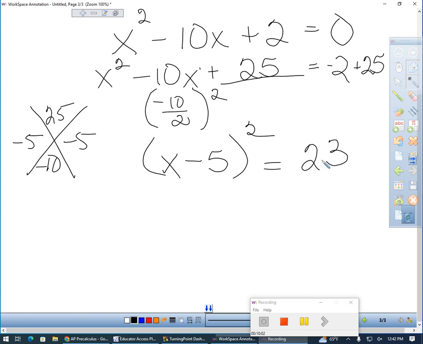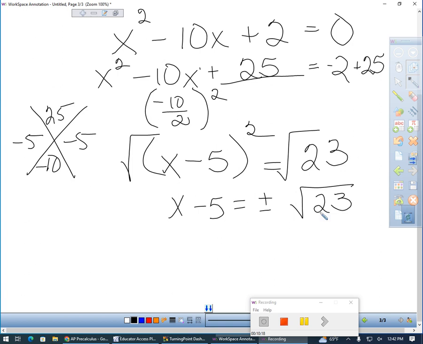How do I get rid of the square? Square root both sides. So on this side I get x minus 5. On this side I get plus and minus the square root of 23. So what's the last thing I have to do to get x by itself? So I get x equals 5 plus and minus the square root of 23. Okay, and again, that's a numerical answer. You can stop right there.